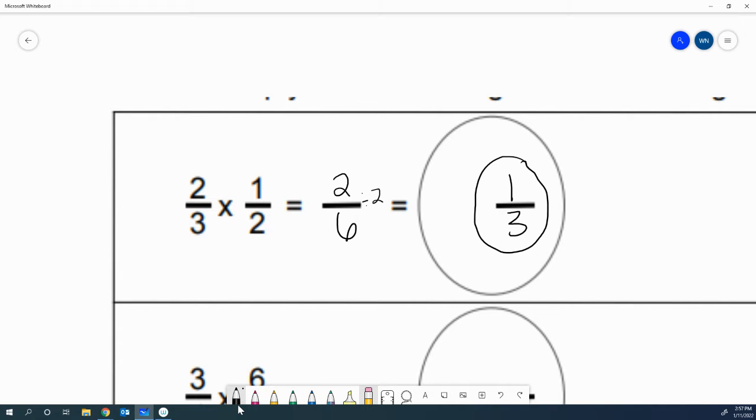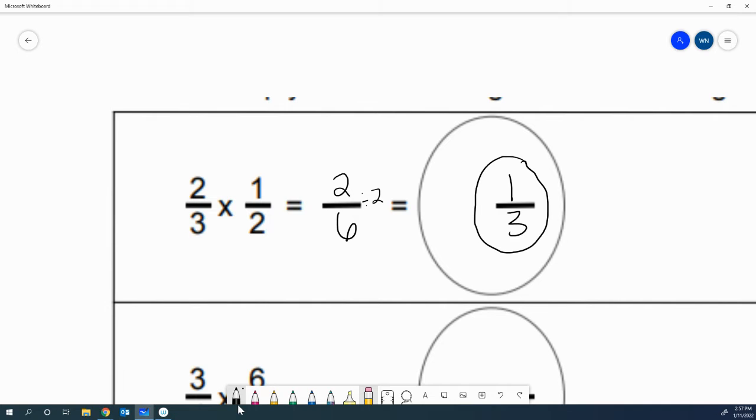I do want to go ahead and make a note right here. I want you to notice that 1/3 is less than 2/3, and 1/3 is less than 1/2. Whenever you multiply two fractions less than 1, your answer is going to be less than both of those fractions.